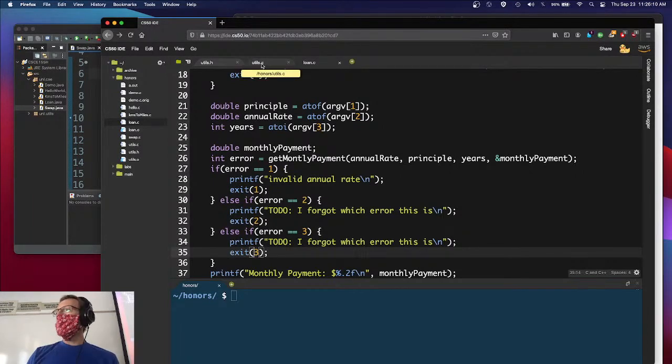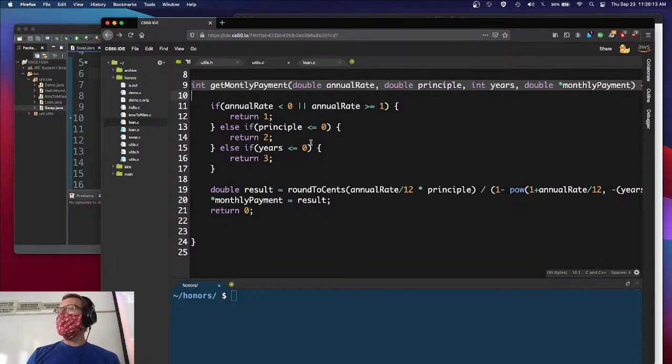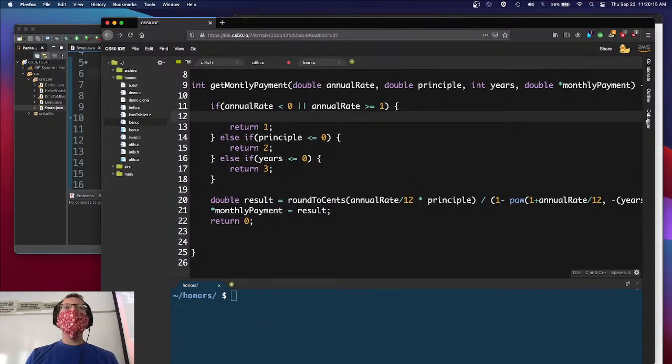Before we do, what I want to do is I want to come over here to the utils, and what if instead of returning 1, we exited with an error code of 1? Does that sound like a good design kind of approach, a strategy? By exiting, what have I done? I've terminated the entire program. Me, the function, get monthly payment, I'm the function now, has decided for you, the user that's using this function, what to do. Right? I've taken the decision away from you on how to handle this error.